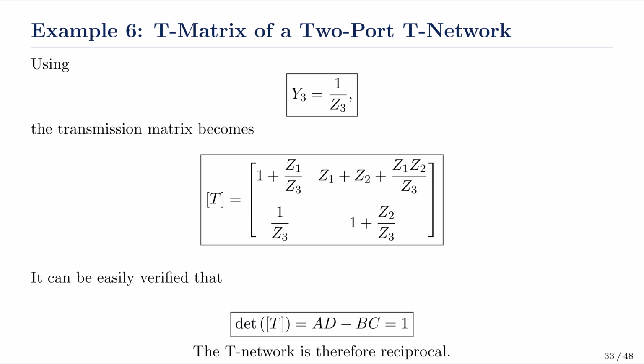To express the result in terms of the 3 impedances, we use the relation Y3 equal to 1 over Z3. The resulting transmission parameters are therefore written in terms of Z1, Z2, and Z3. Again, we can verify reciprocity by evaluating the determinant of the transmission matrix. The result is AD minus BC equal to 1. Thus, the T network is also reciprocal.